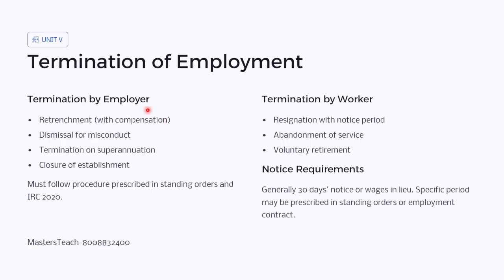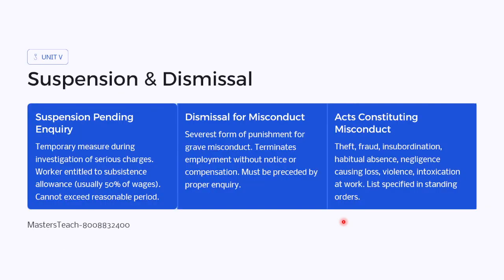So termination of employment. Termination by the employer includes retrenchment with compensation, dismissal for misconduct, termination on superannuation, and closure of establishment. They have to follow the standing orders of IRC 2020. Termination by the worker includes resignation with notice period, abandonment of services, and voluntary retirement. Notice requirement: at least 30 days' notice, or wages in lieu. A specific period may be prescribed in standing orders or the employment contract.